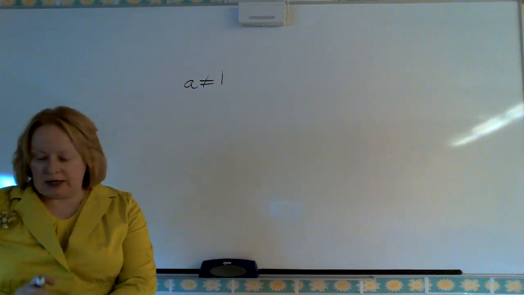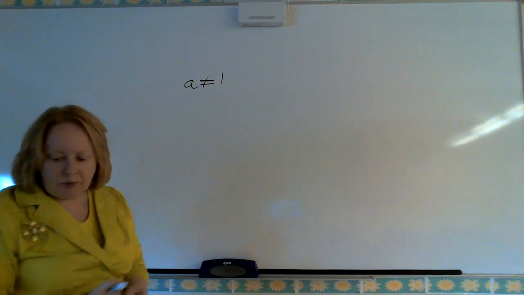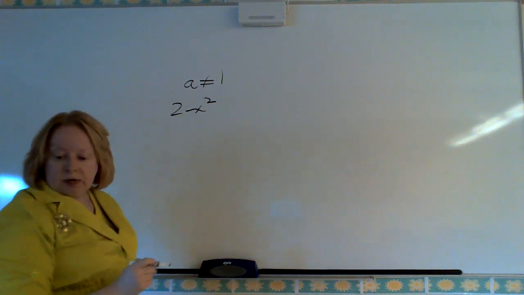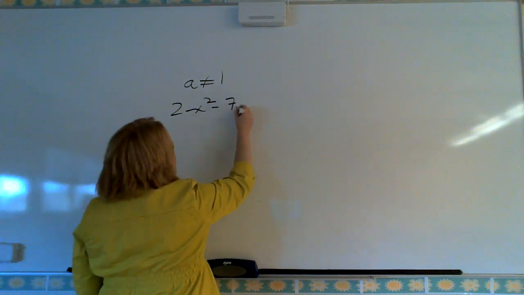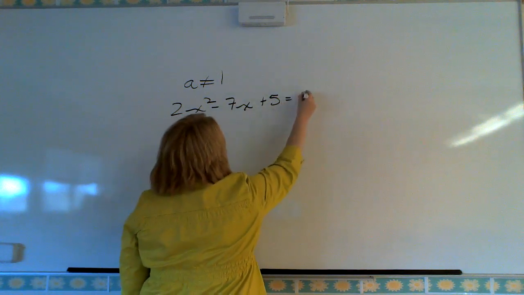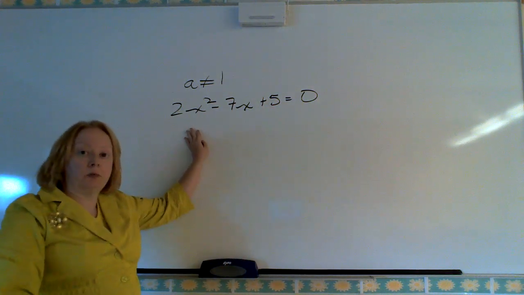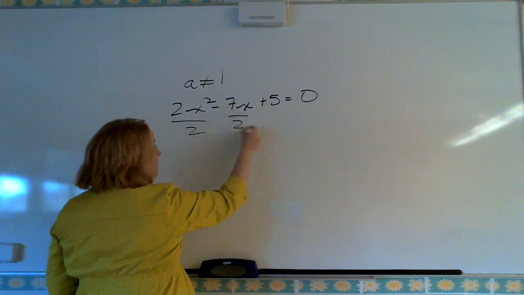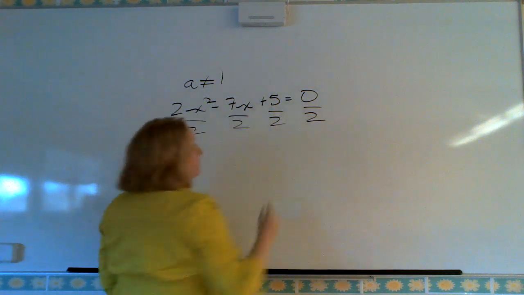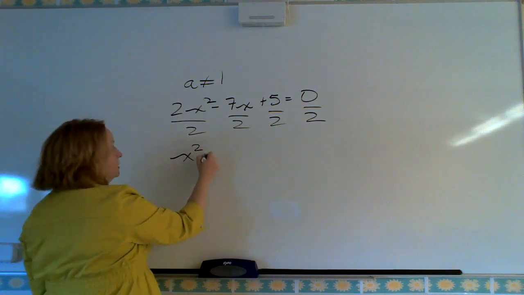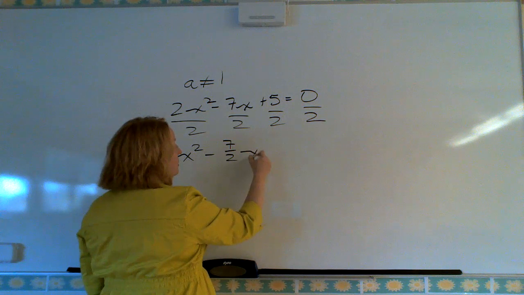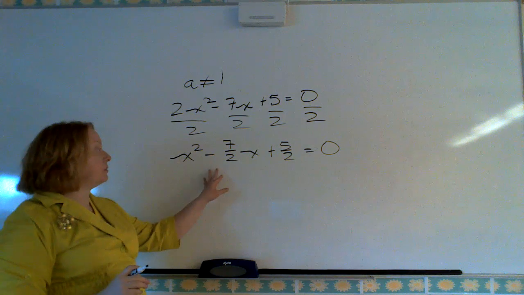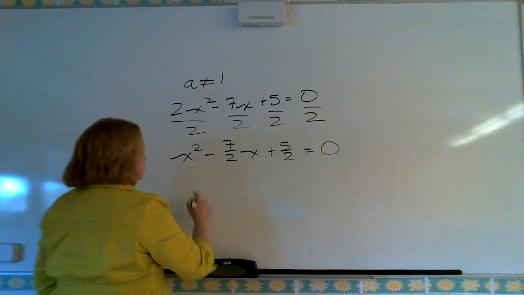Okay, so I'm on the next page in your book, page 193, and we're going to look at something like this: 2x squared minus 7x plus 5. There's a 2 in front, and what we need to be there is a 1. So what we're going to do is divide everything by 2. And now we'll have a 1 in front here. So it's x squared minus 7 halves x plus 5 halves equals 0. Now we can start the process, and we're going to move this 5 halves over.